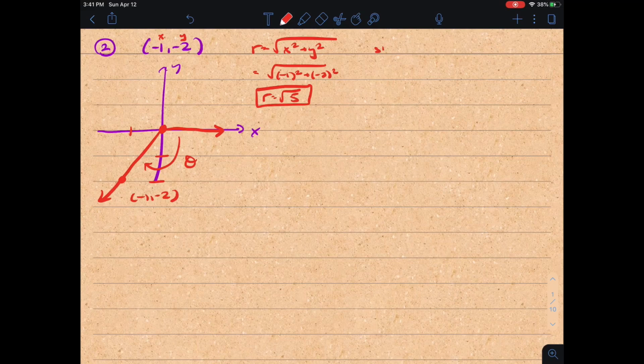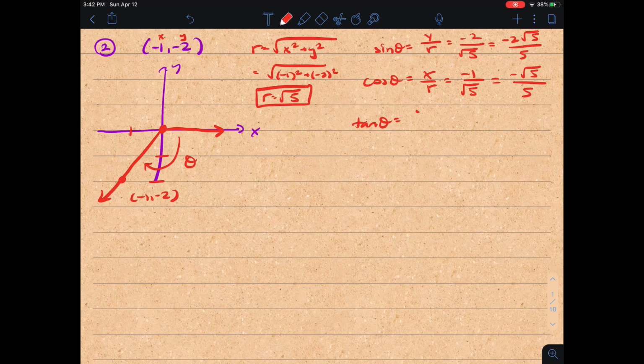Let's start with sine theta, which is defined to be y over r. In this case, it will be negative 2 over square root of 5. But we do need to rationalize this. Multiply the top and bottom by square root of 5, and you should end up with negative 2 rad 5 over 5. Now we're going to find cosine of theta, which is defined to be x over r. In this case, my x coordinate is negative 1, and r is still square root of 5. You want to rationalize this, and you get negative rad 5 over 5.